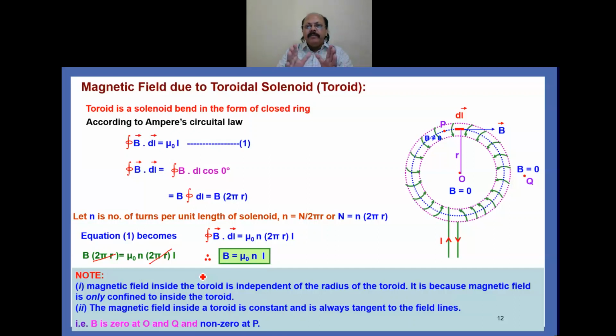At point R, magnetic field is 0. At point Q, magnetic field is 0. But at point P, which is inside the toroid, magnetic field is not 0. That is B equal to mu naught n I.